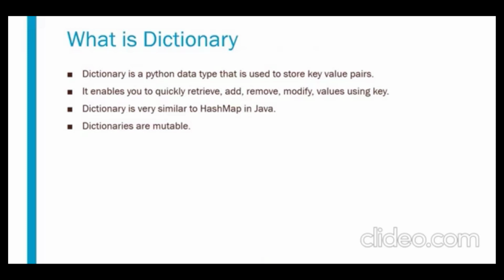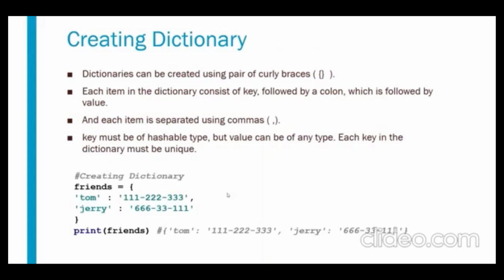Now let us see how we can create a dictionary in Python, and how we can do different kinds of operations on the dictionary type. Let's start with the first one: how to create a dictionary. Dictionaries can be created using a pair of curly braces. This is the symbol we have to use. Each item in the dictionary consists of a key followed by a colon, which is followed by a value.